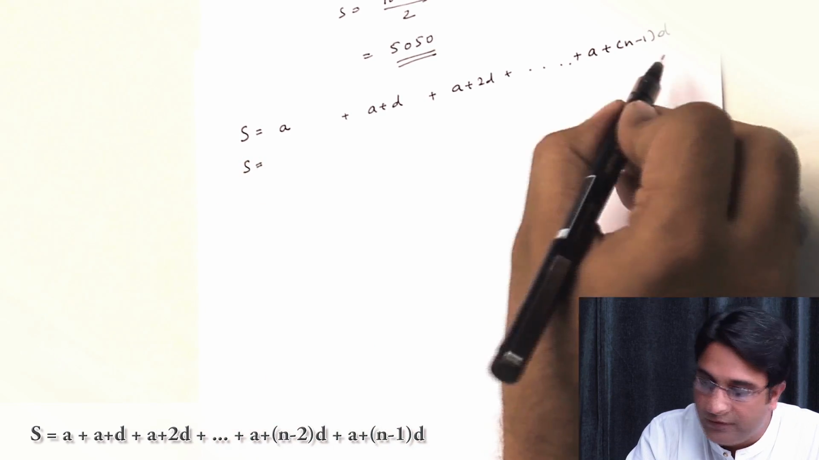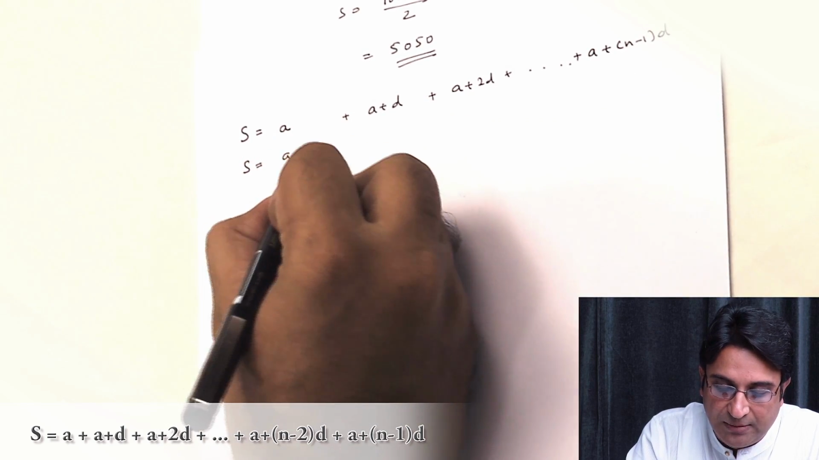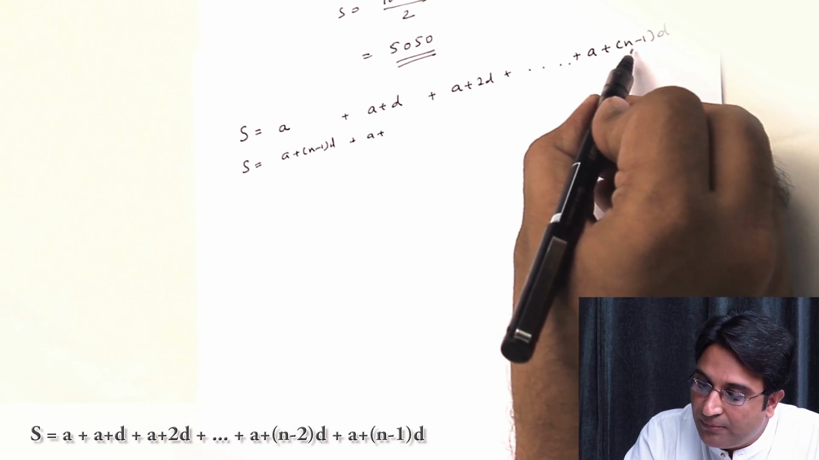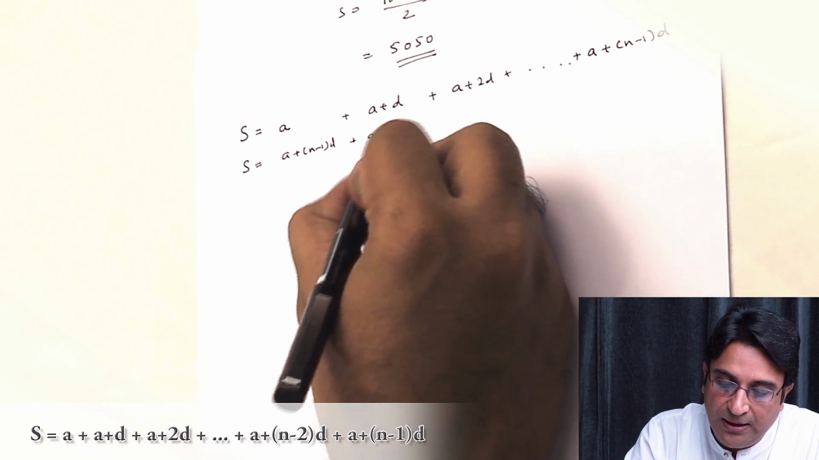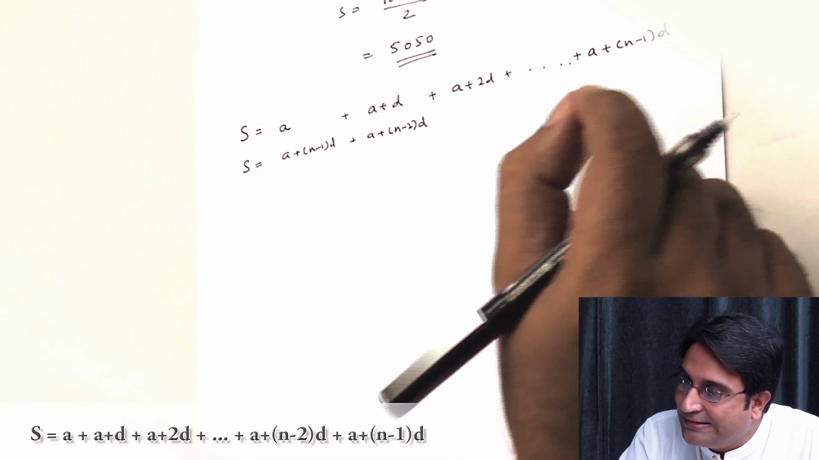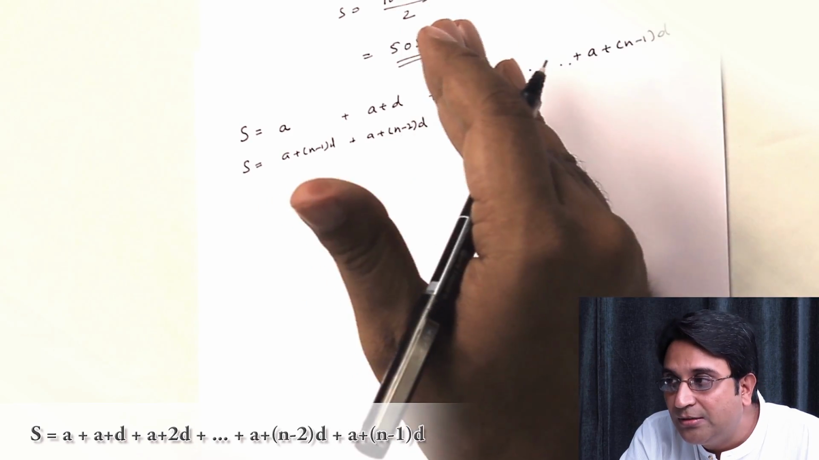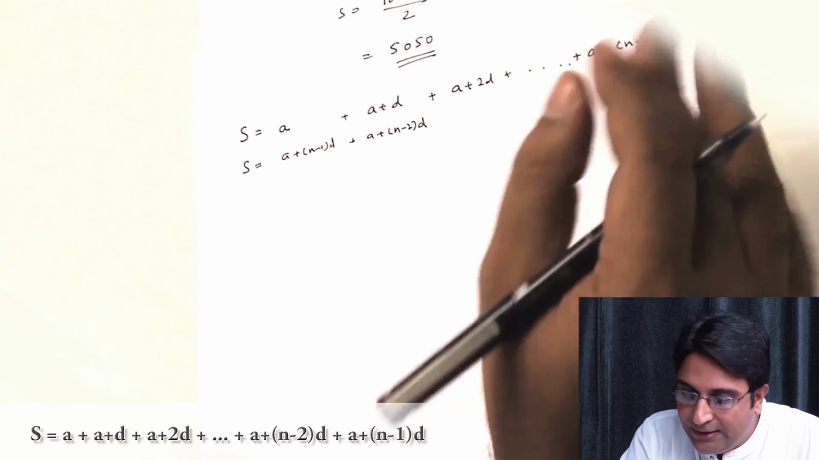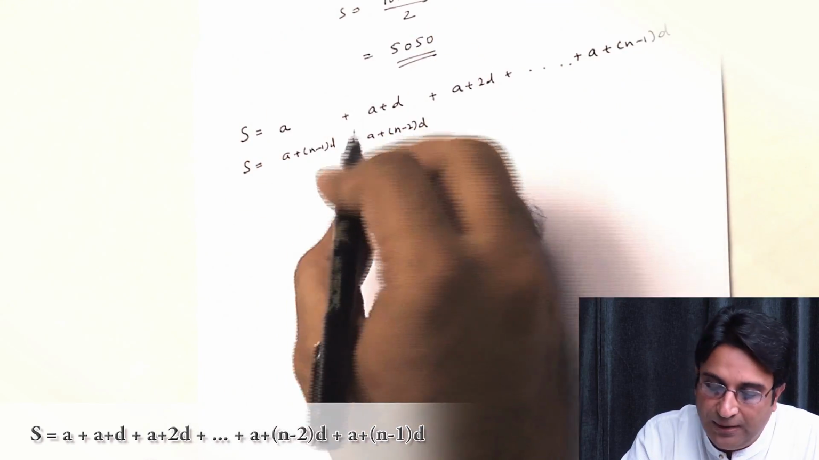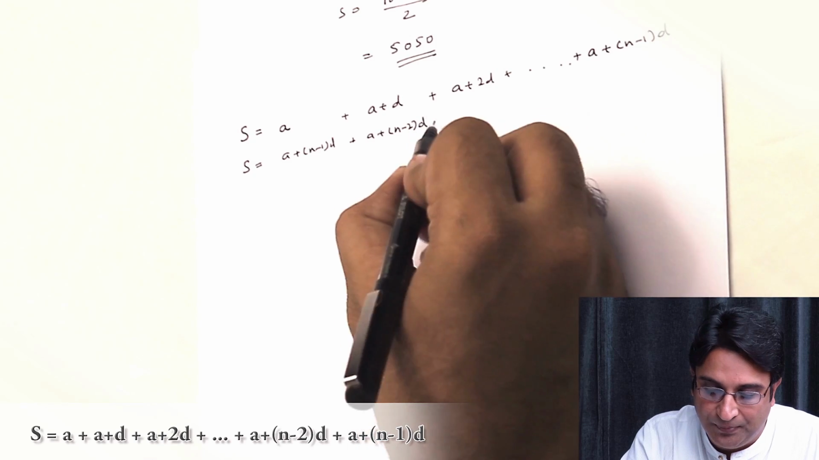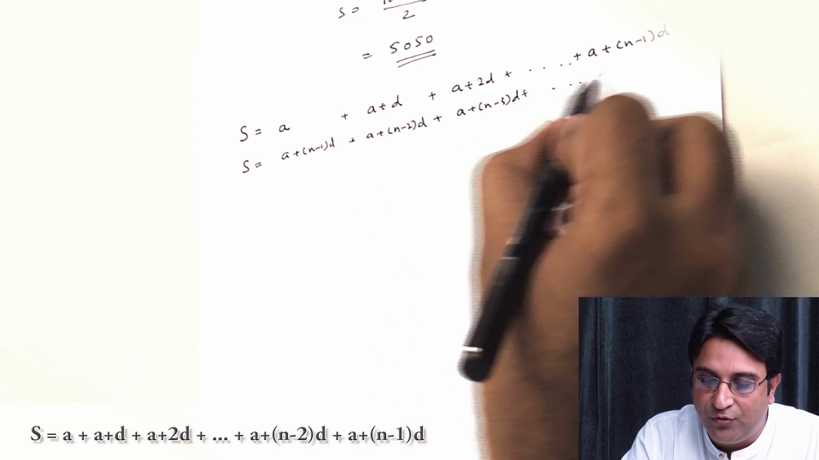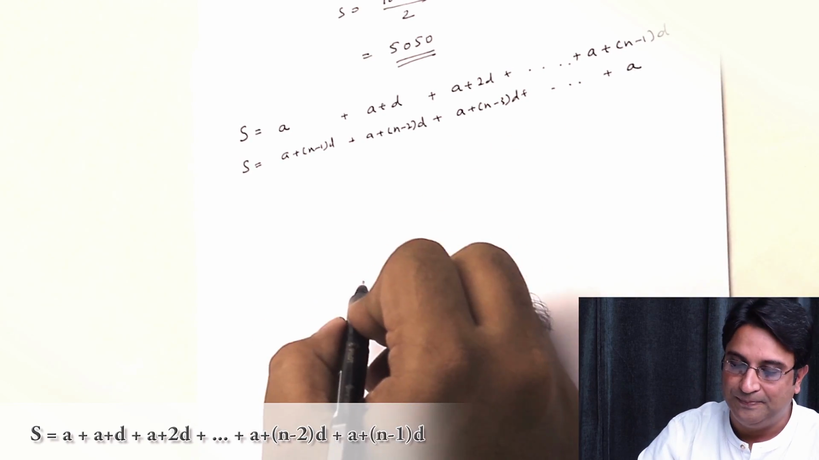Now, let's write it in the reverse order. A plus n minus 1 times D plus A plus. Now, if the last term was n minus 1 times D, the second last term will be n minus 2 times D. Remember, if suppose the 100th term is A plus 99D, what will be the 99th term? A plus 98D. Same way, if here the last term is A plus n minus 1D, the previous term has to be A plus n minus 2D. The next term is again A plus n minus 3D, and so on till the first term is A.